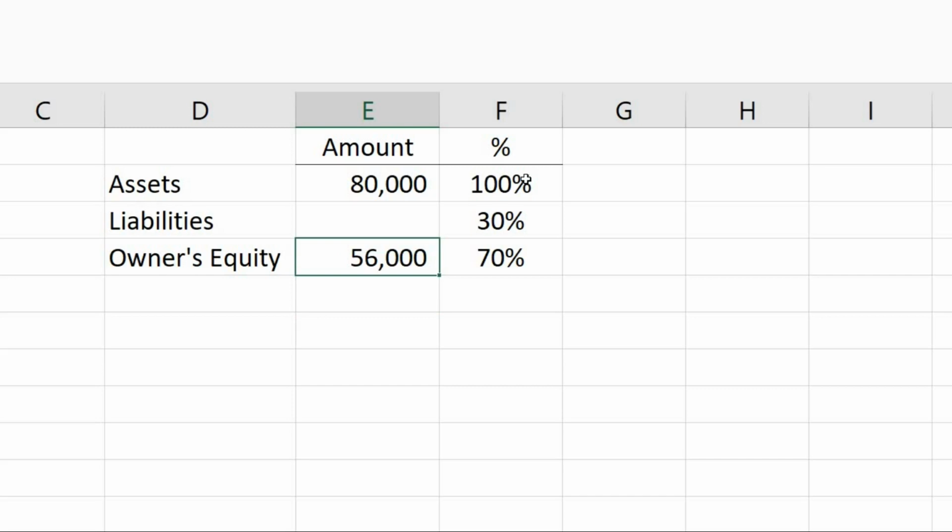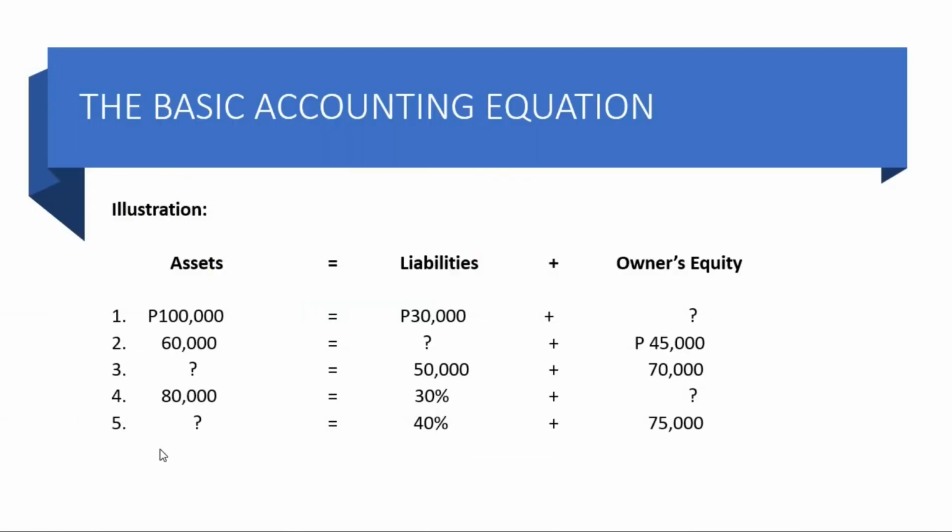Just to complete, how much is the amount of our liabilities? Our liabilities will be assets of 80,000 minus owner's equity of 56,000. So, your total liabilities will amount to 24,000. Okay? If you have questions about this, you can raise them during our discussion or in our online or virtual class. So, that's how you compute number 4.